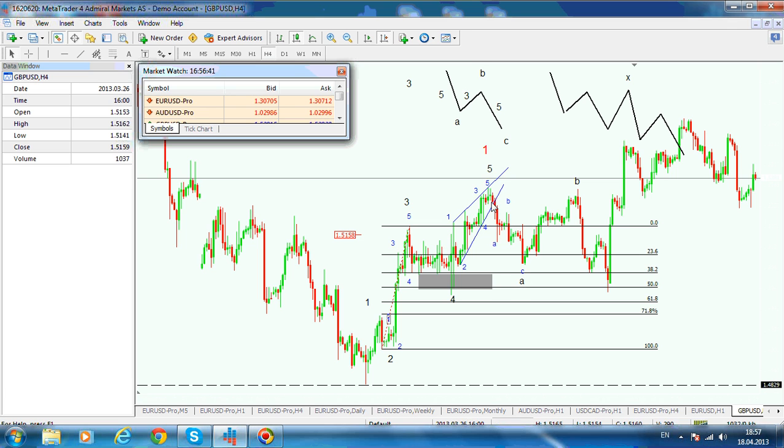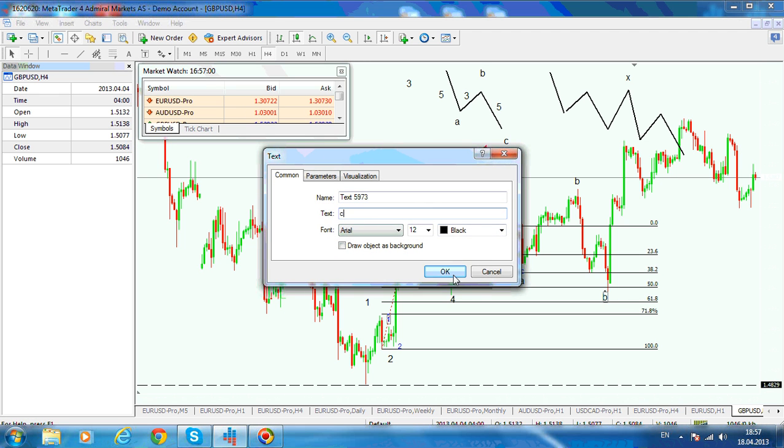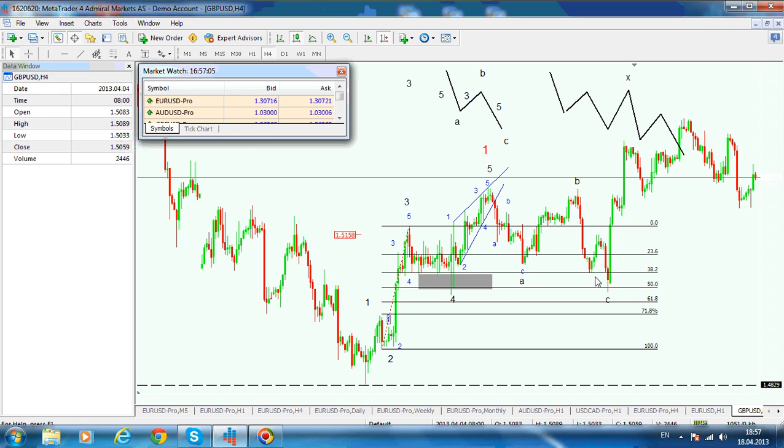So A, B, C, and you have wave A. Then the B wave, the same structure, something like A, B, C. And then in here you have, because this is a flat, you need a structure of 5 subwaves. So probably a 1, 2, 3, 4, and 5 to the downside. And this should be your 5th wave in here, your C wave, sorry, and probably a 2nd wave.